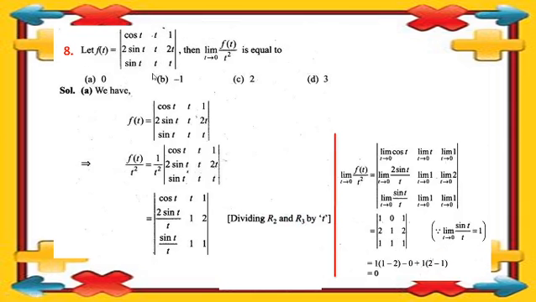Eighth question, a very good question. f(t) is equal to this determinant. Find limit t tends to 0 f(t) upon t square. So first of all, f(t) is given. Let's calculate f(t) upon t square. So on the right side also we will divide with t square, and just because it is a determinant, let's take 1/t in R2 and 1/t in R3 and divide. So it will be 2t upon t, 1, 2, sin t upon t, 1 and 1.